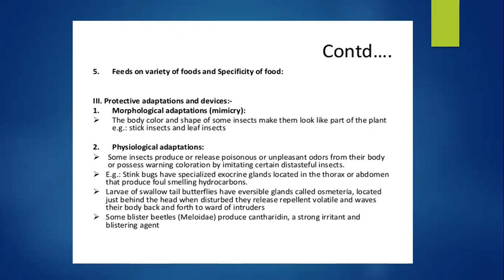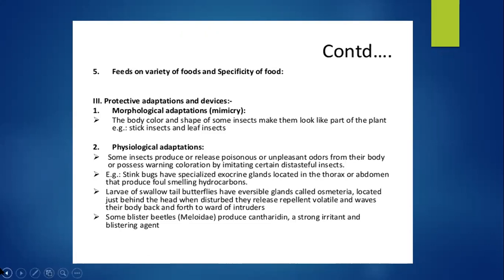Some blister beetles belonging to Meloidae produce cantharidin. This is a substance which is a strong irritant and blistering agent, which forms blisters. This is a toxin or a very hot acid-like substance. The cantharidin is produced by blister beetles, and when anybody comes in contact with the blister beetle, it sprays the cantharidin. Thus, this spray acts as a strong irritant, and blisters are formed when it is sprayed onto other organisms. For example, if it is sprayed on our skin, our skin gets blisters, it gets hot boils because of the strong chemicals present in the form of cantharidin.